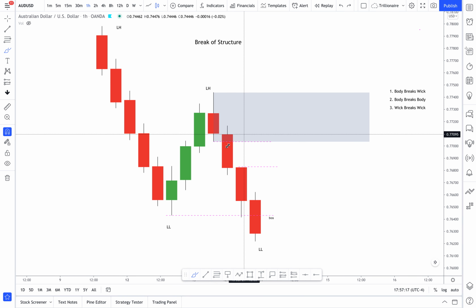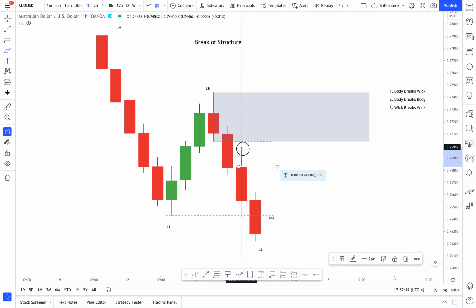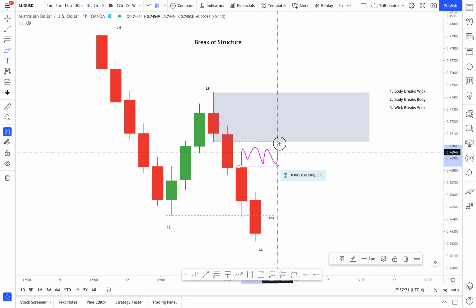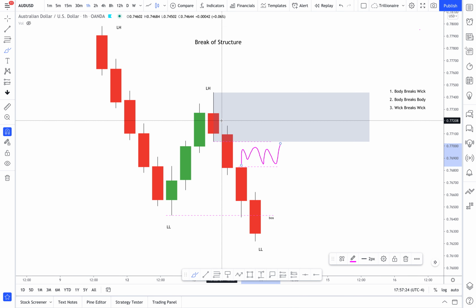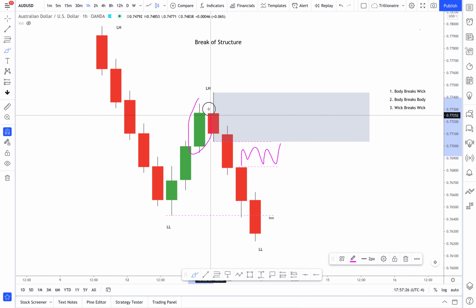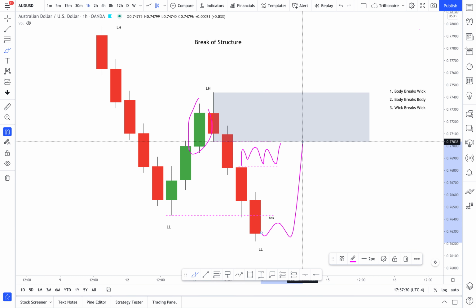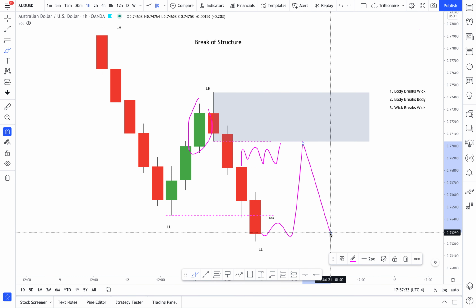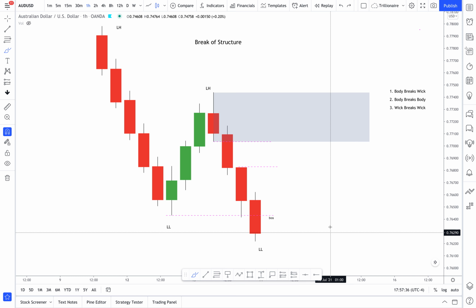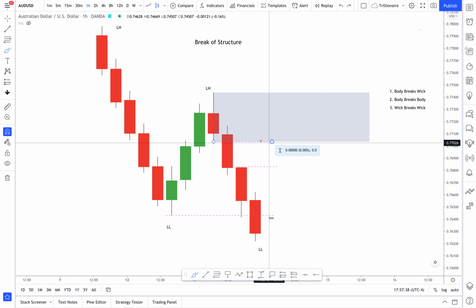Now that we're done with this area, remember we are going to talk about imbalances as well. There's an imbalance right here. We had a break of structure, so that solidifies this order block. In this case, we'd be waiting for price to trade back into our order block, give us an entry, and then continue to push to the downside. So that would be the example we'd be waiting on for this area.